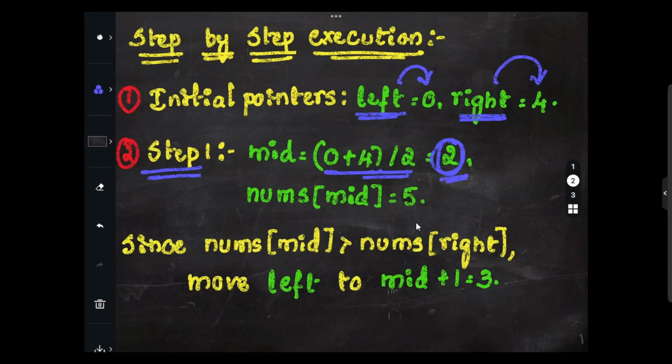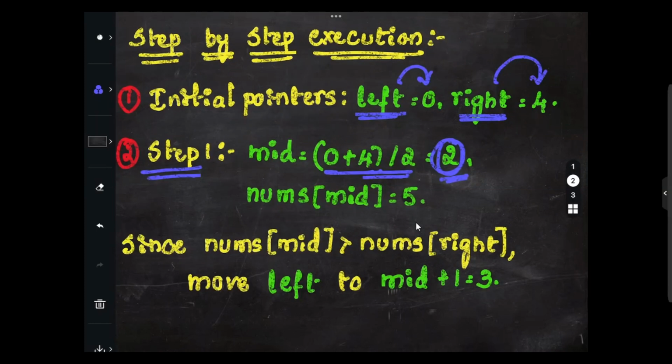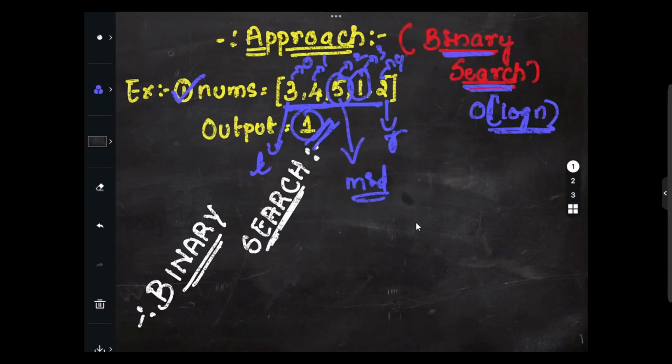So nums of mid equals 5. The element that we have here is 5. Nums of mid is 5. The index is 2, and the element present at index 2 is 5. Nums of mid is 5 in this case. Nums of mid is greater than nums of right, and nums of right is nothing but 2 here.